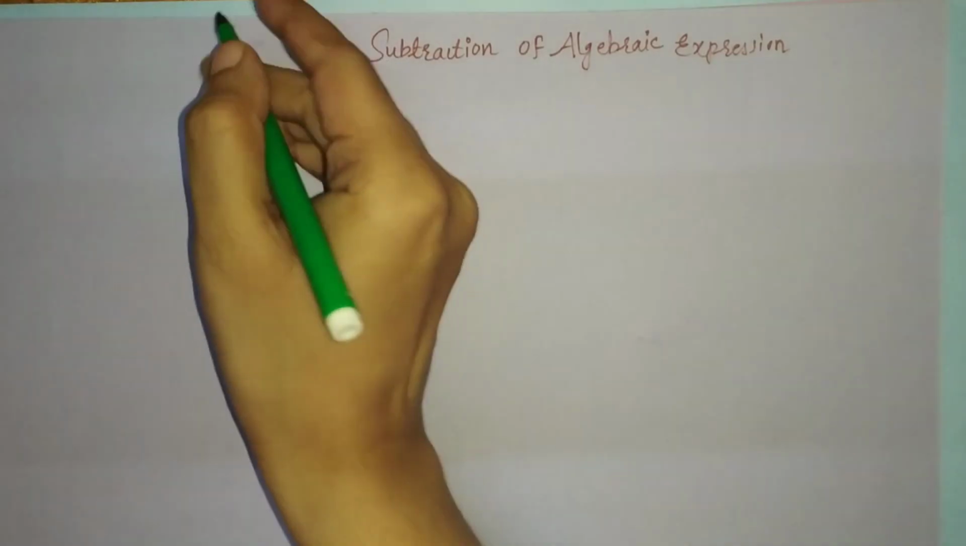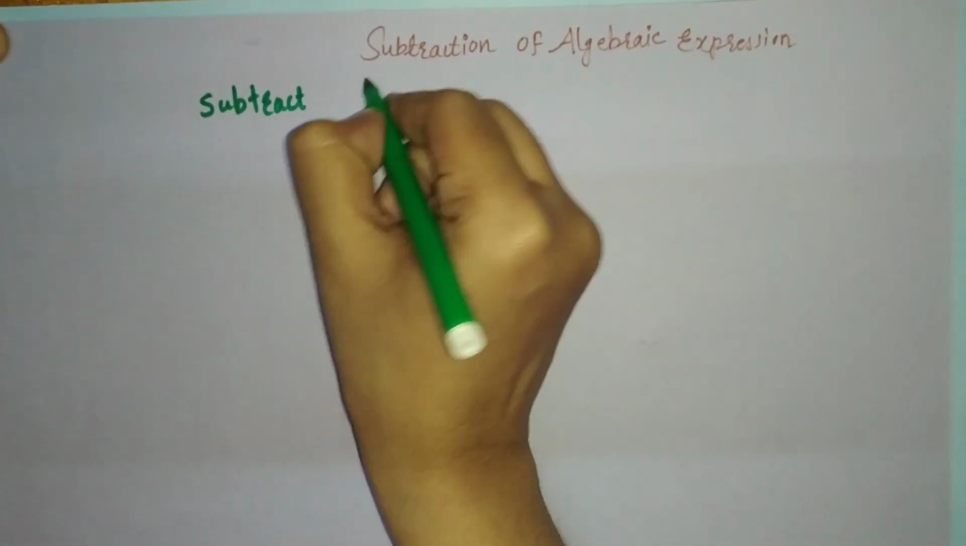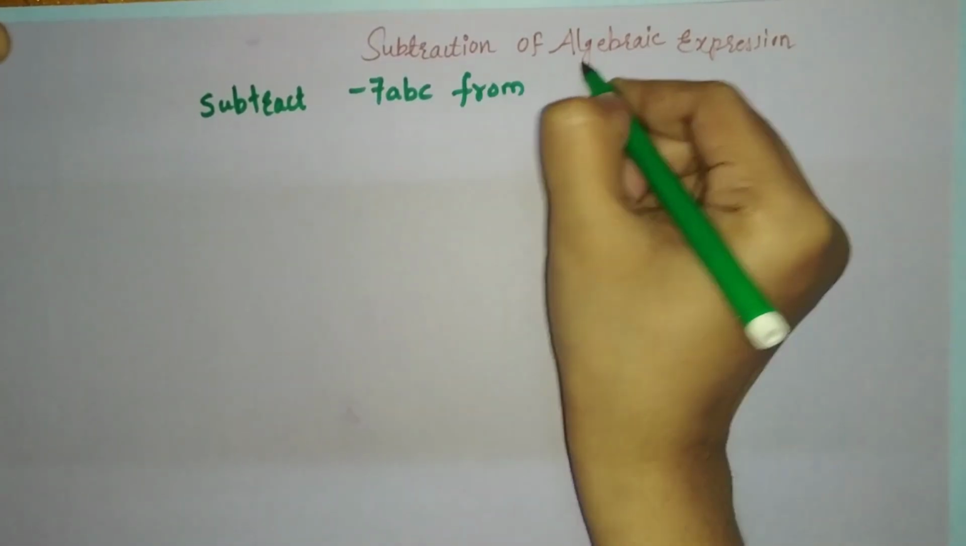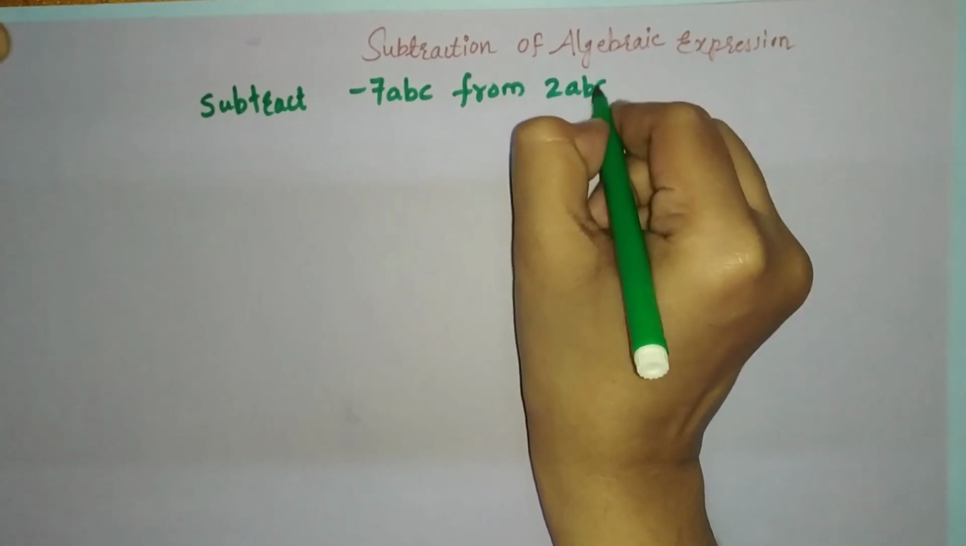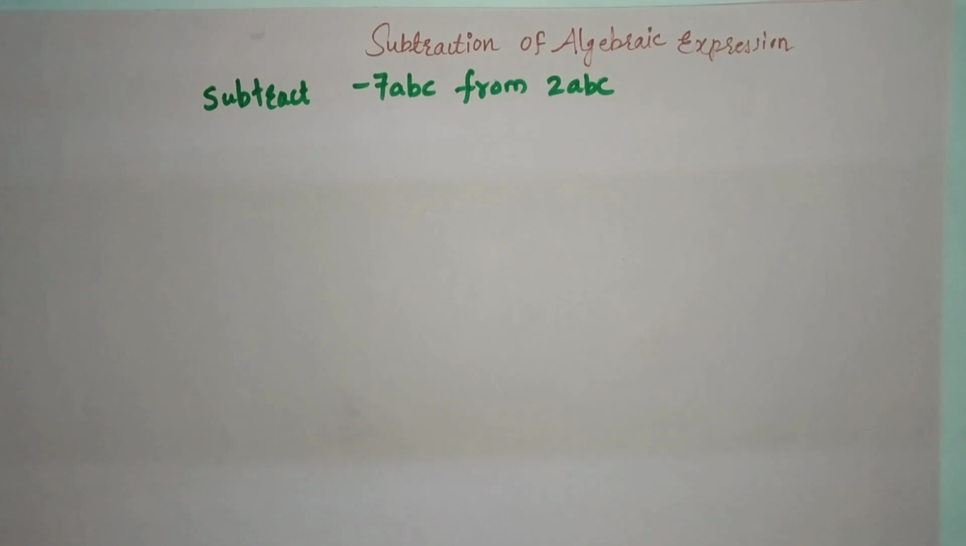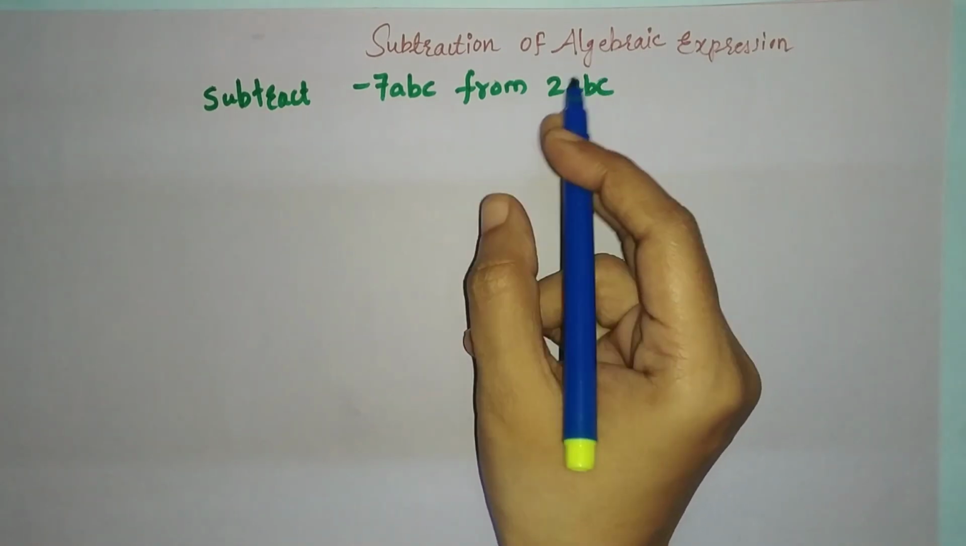So first let's start with a simple expression. For example, if you want to subtract minus 7abc from 2abc. One thing I would like to revise is that subtraction and addition are possible for algebraic expressions only under like terms. Means only like terms can be added or subtracted. So here you need to subtract minus of 7abc from 2abc.